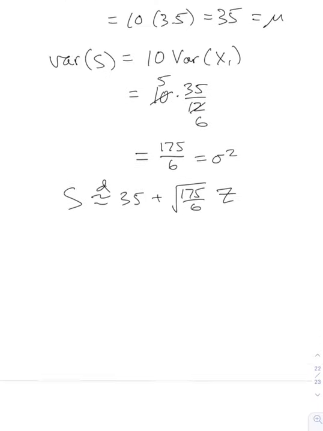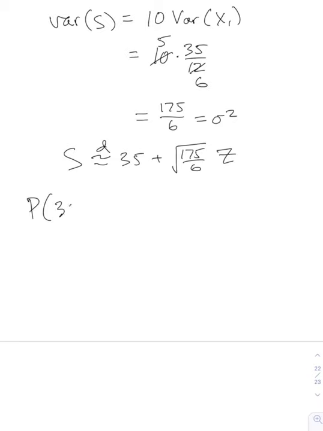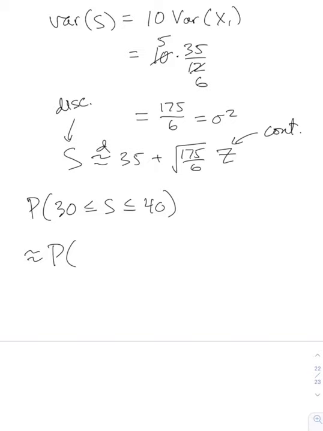All right, now let's approximate. What's the probability that 30 is less than or equal to S is less than or equal to 40? Well, again, now S is discrete, whereas Z is continuous. So I need to use my continuity correction. So I'm going to say that's approximately equal to, with the continuity correction, and I have greater than or equal to here, I'm going to replace 30 with 29.5. And I'm going to replace S with 35 plus root 175 over 6 times Z. And I'm going to replace 40 with 40.5.